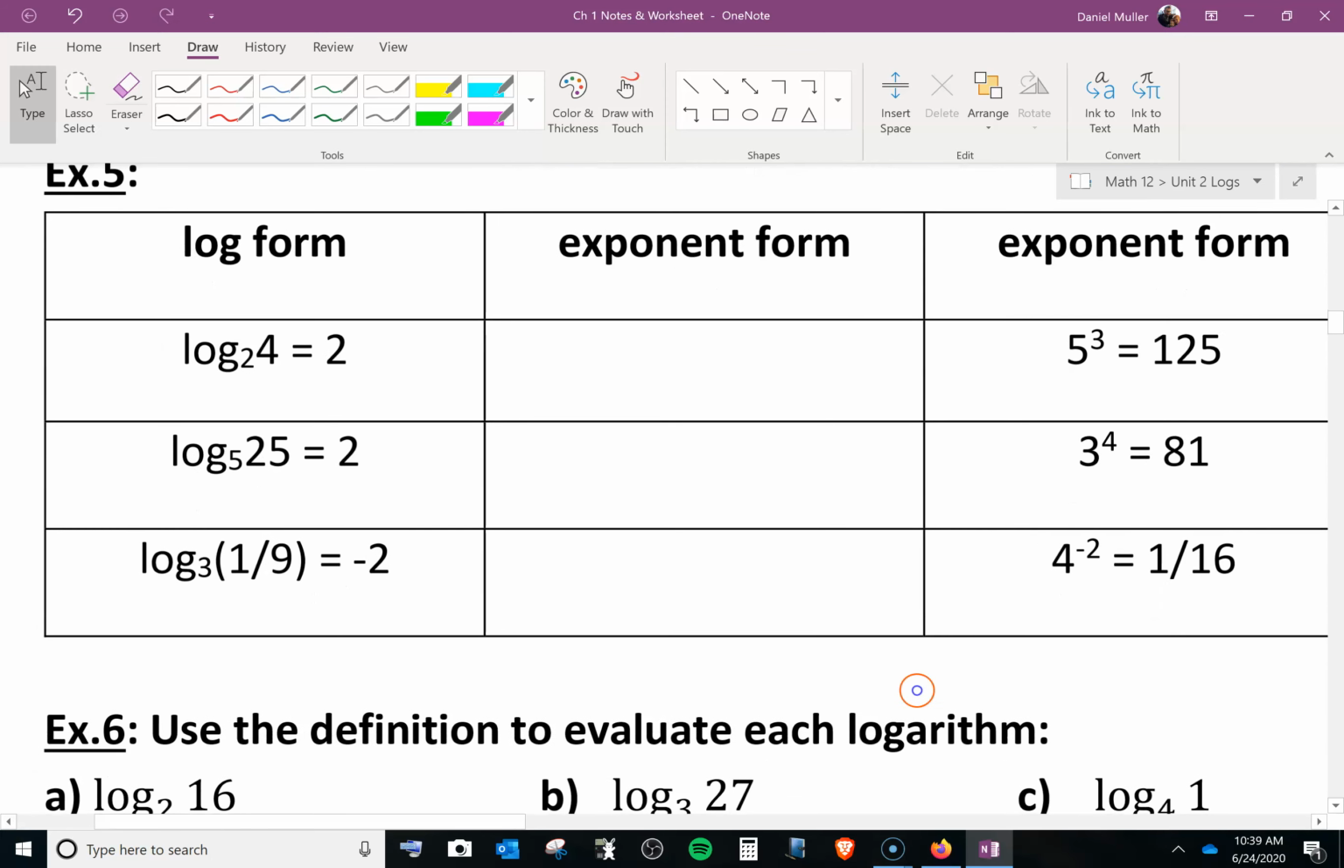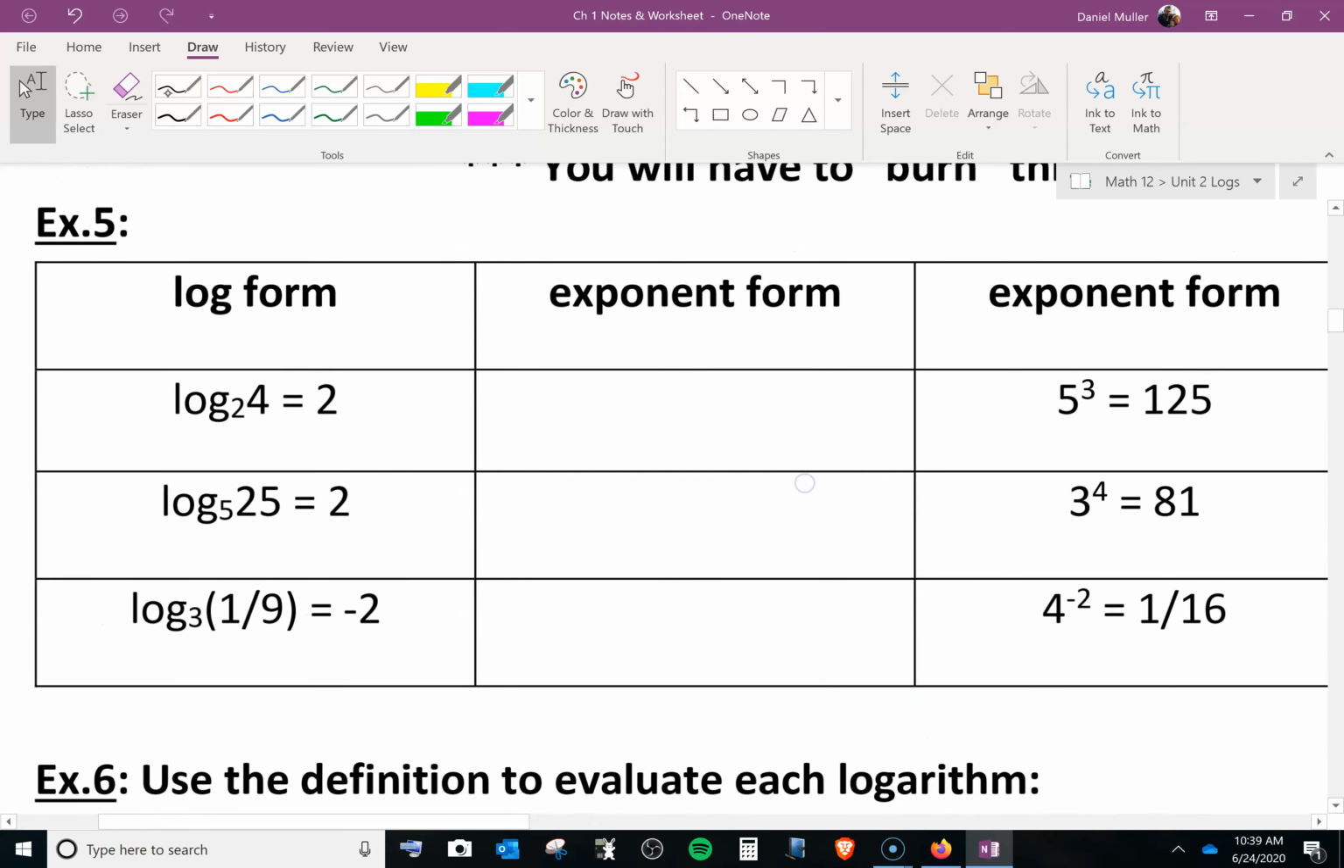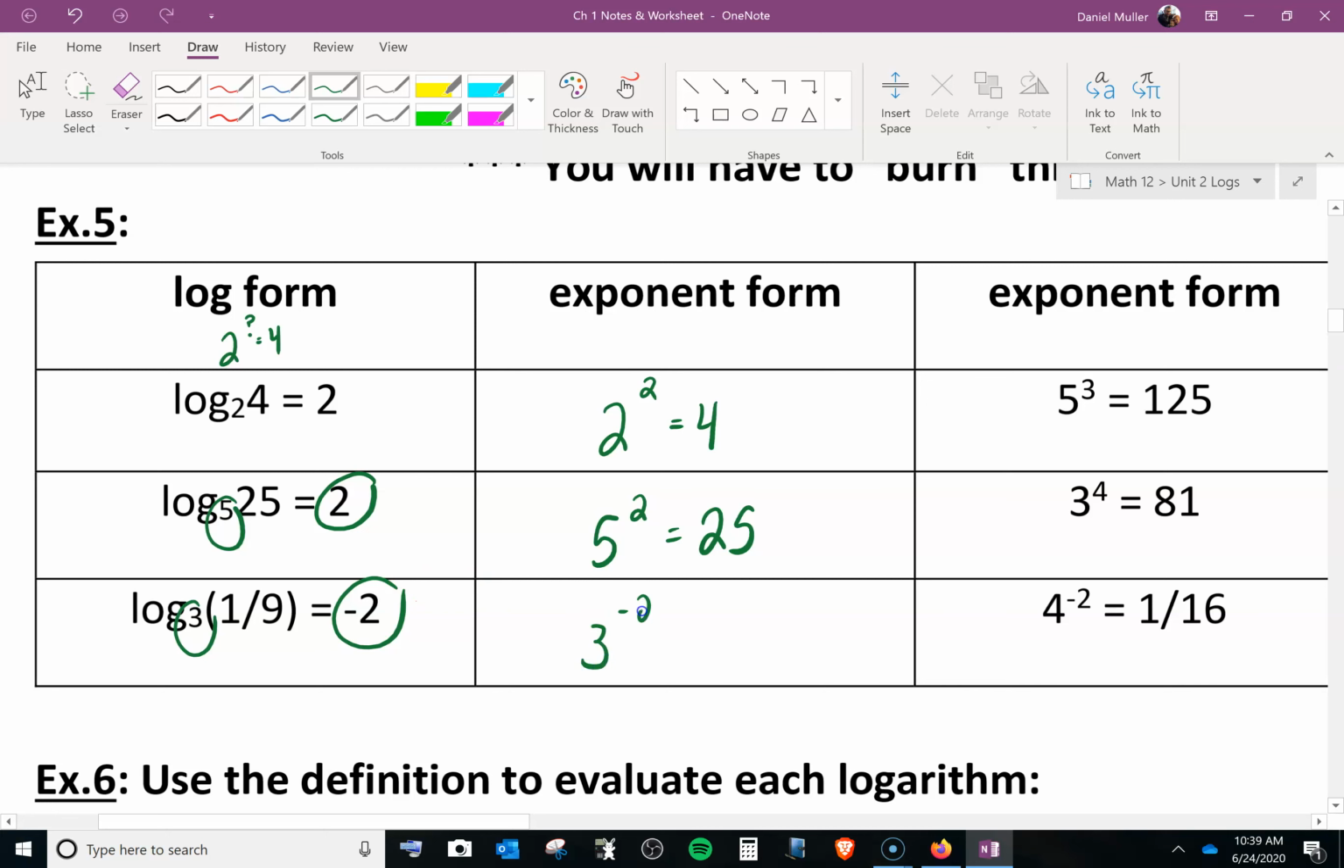So let's take a look. Right here, we can rewrite this in exponent form, because this question, remember, says 2 to the what gets me 4. Well, the answer, they wrote it right here, 2. So this is written as 2 squared got me 4. So this is 5 squared gets me 25. This is 3 to the negative 2 gets me 1 over 9. That part might look a little strange, but that's because this is a negative exponent, so you can bring it to the denominator and make it a positive. And then 3 squared is 9. So that might be just a little helpful hint there.